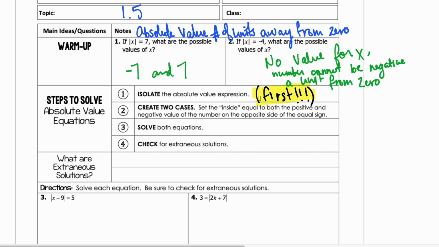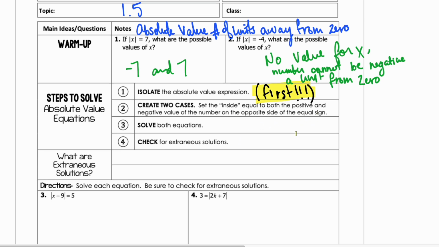Okay. Step two, create two cases. So it says set inside equal to both the positive and negative value of the number on the opposite side of the equal sign.